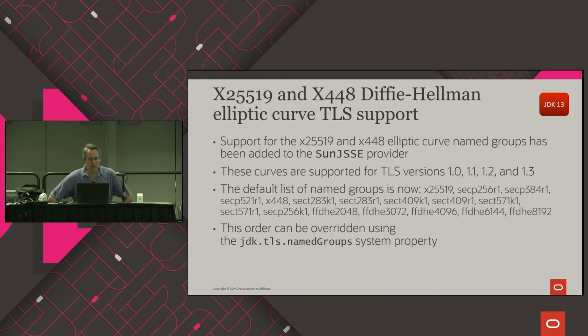So the default list of named groups is now X25519 as the most preferred. Hopefully browsers and such that are using that will be able to take advantage of that increased performance. Then we have secp256r1, 384, and so on. We've also got some finite field Diffie-Hellman algorithms, but they're kind of way at the back because the elliptic curves are much more performant. If you don't like that list, though, there is a system property called jdk.tls.namedGroups. All you have to do is set that and then restart your JVM, and you can have your own preferred list. So again, all these are added in JDK 13.